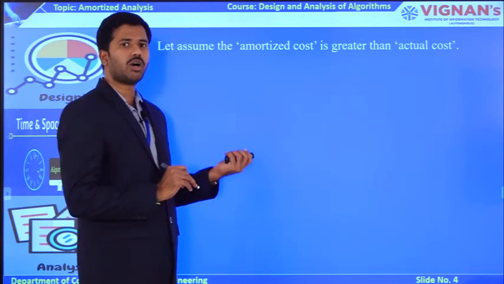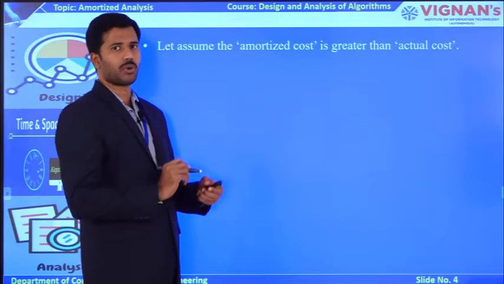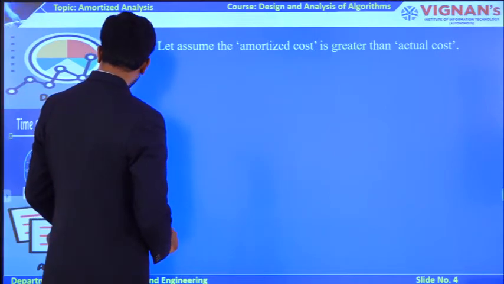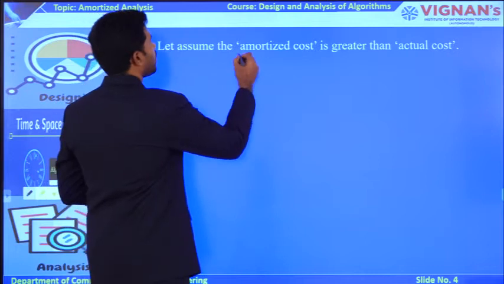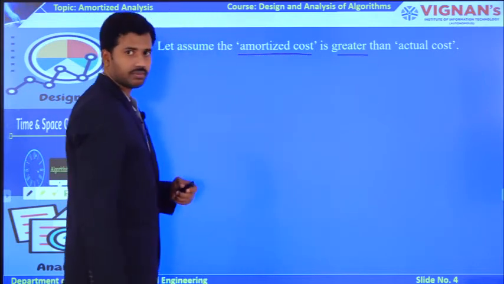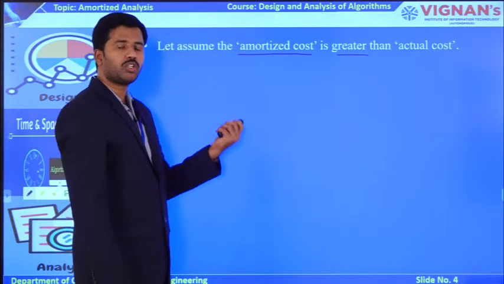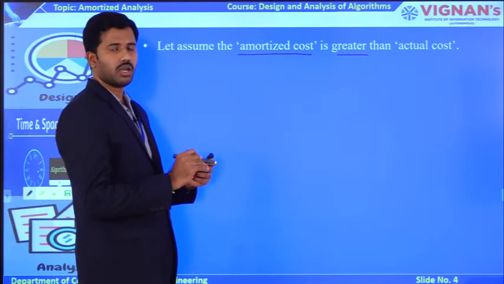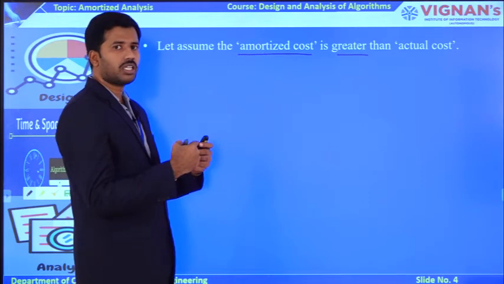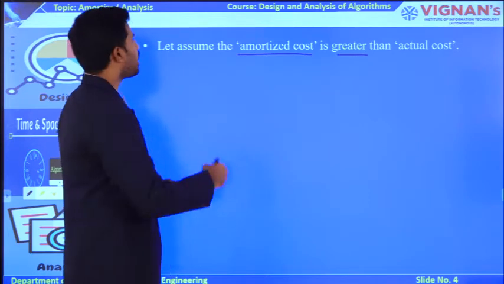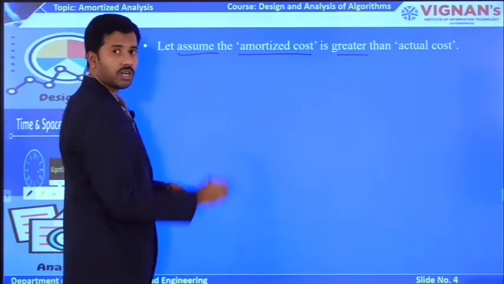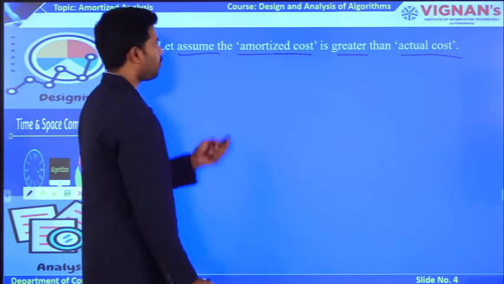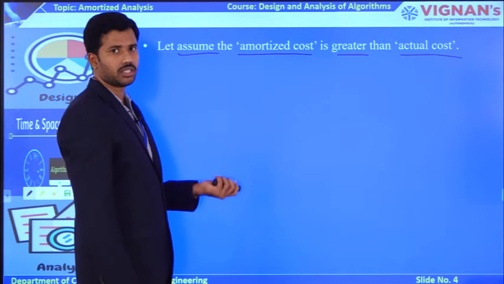But here you try to observe a reverse engineering approach. What is the main output you need to prove? Amortized cost is lesser than actual cost. But here I am applying a simple reverse engineering approach. I am assuming that amortized cost is greater than actual cost.